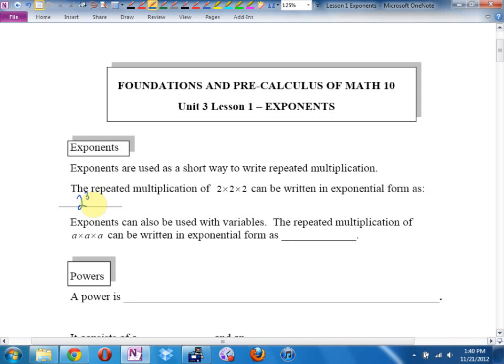Right? Gotcha. Oh, and as you've already pointed out in the question that you asked me earlier, kiddo, they can also be used with variables. So the repeated multiplication of a times a times a can be written in exponential form as a cubed.